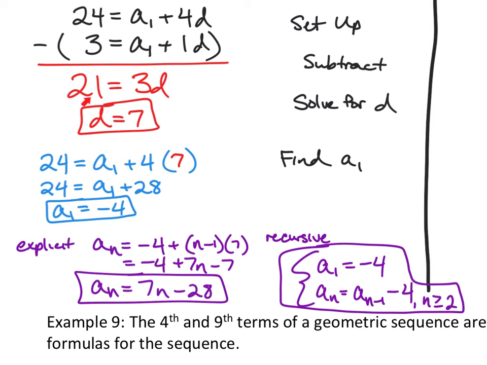24 minus 3 is 21. a1 minus a1 crosses out. 4d minus 1d is 3d. Solve for d. Then we use this value in either one of the two equations. I always use the top one.